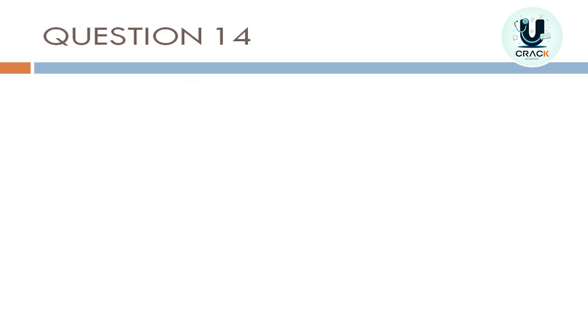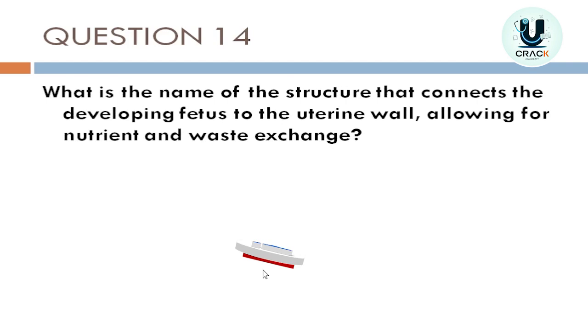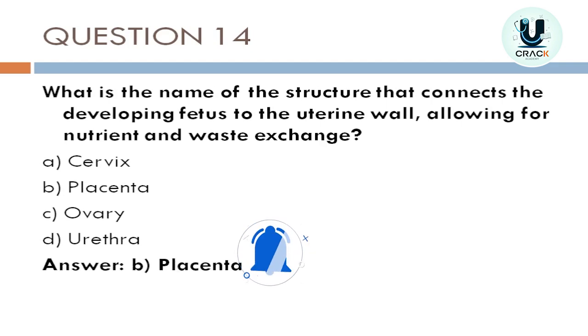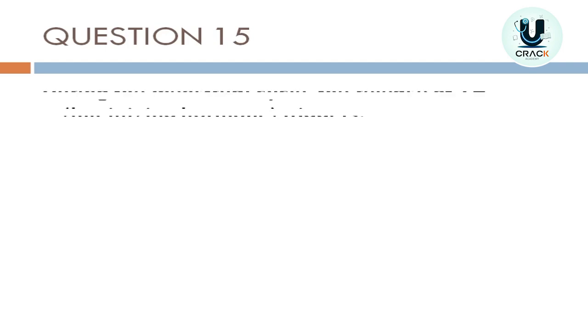Question number 14. What is the name of the structure that connects the developing fetus to the uterine wall, allowing for nutrient and waste exchange? A. Cervix, B. Placenta, C. Ovary, D. Urethra. Answer: placenta.